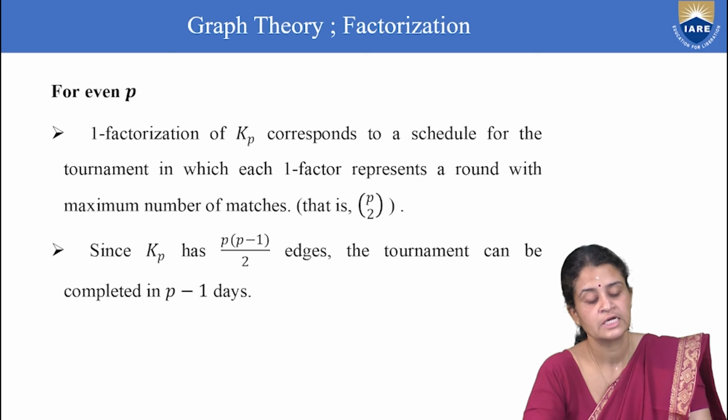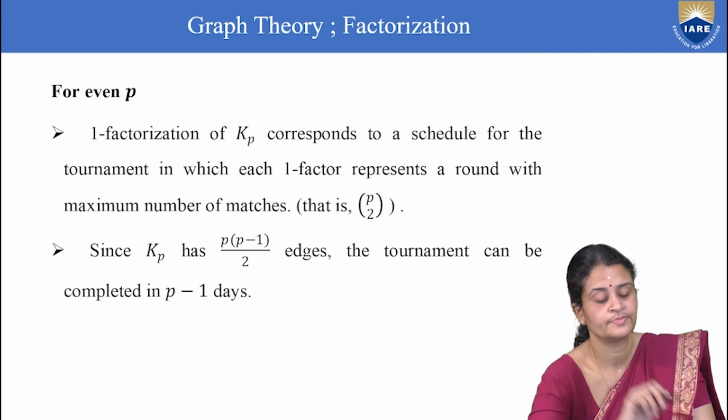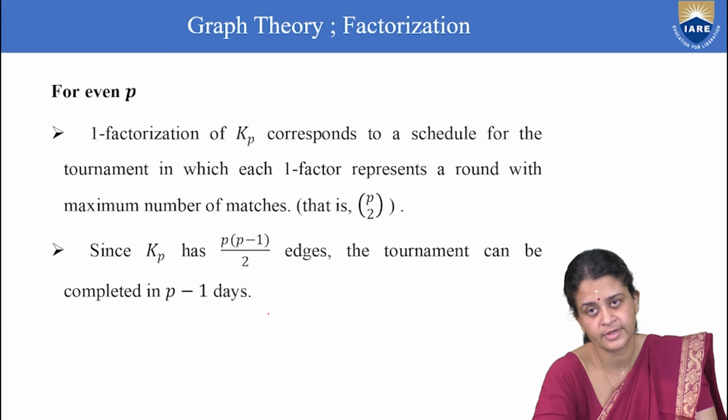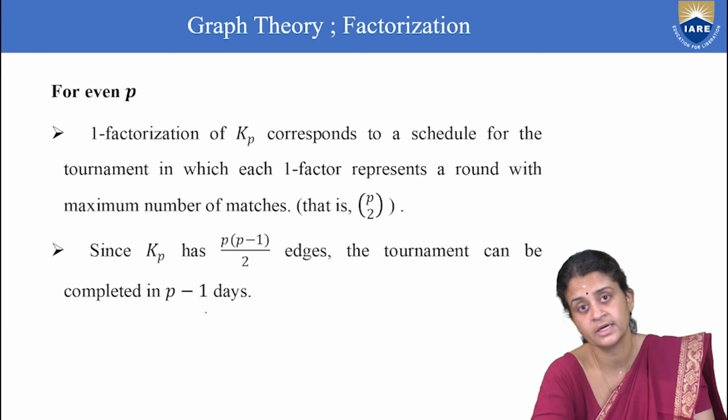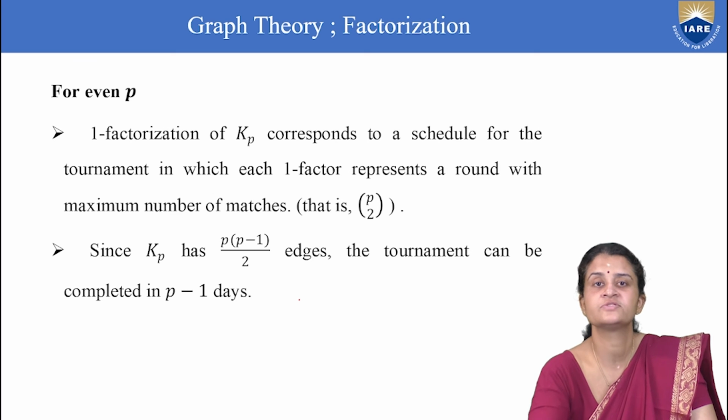This one-factorization corresponds to a schedule of a tournament in which each factor represents a round with the maximum number of matches, that is p by 2 matches. Since K_p has p(p minus 1)/2 edges, the tournament can be completed in p minus 1 days. We are scheduling p by 2 matches per day, and the tournament can be completed in p minus 1 days. Suppose there are 10 teams.